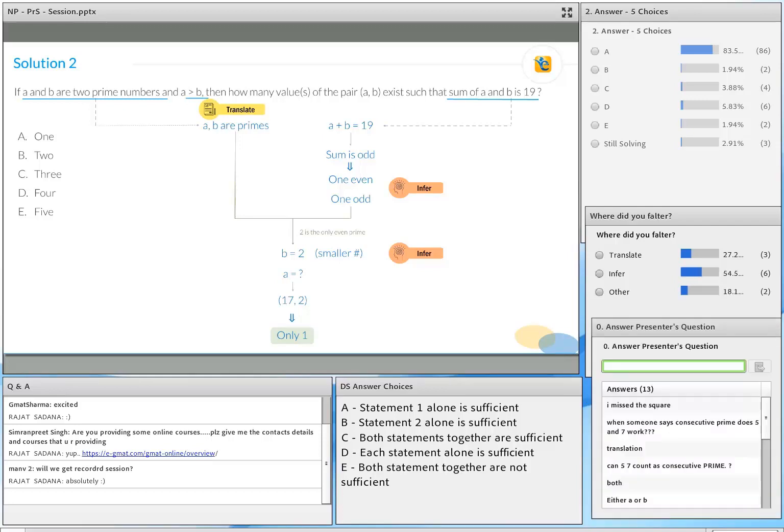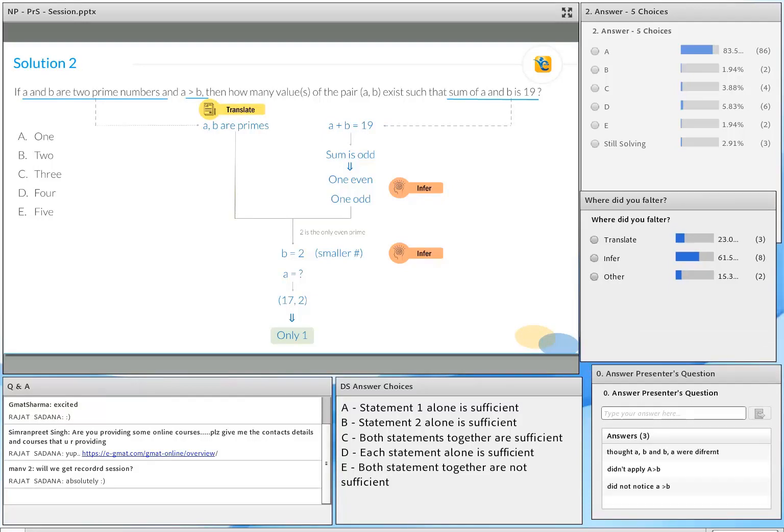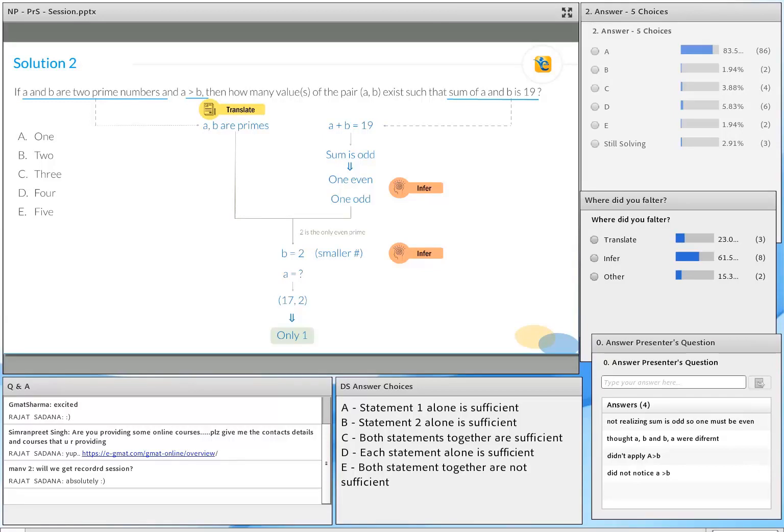And quite a few of you made a mistake with inference. For those of you who are saying other, did not notice A is greater than B, that's going to come under translate only. Didn't apply A greater than B. So again, that's going to come under inference. You didn't draw that inference.